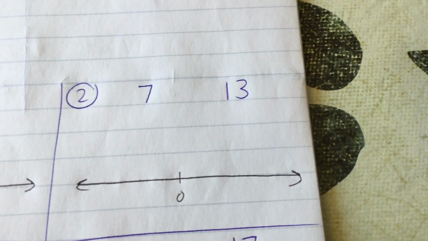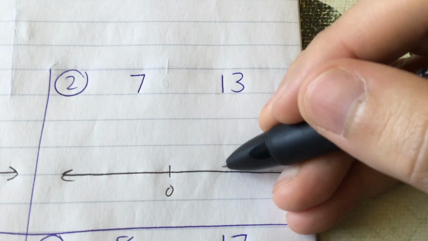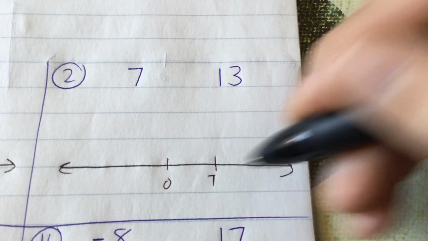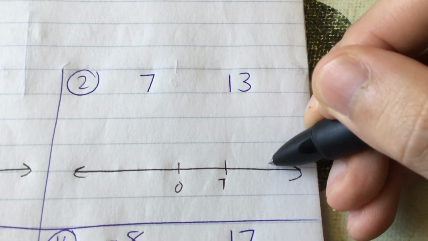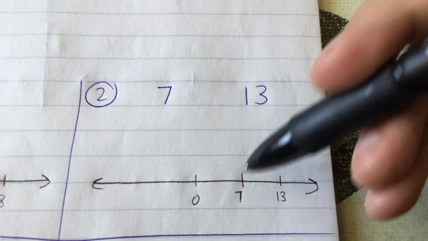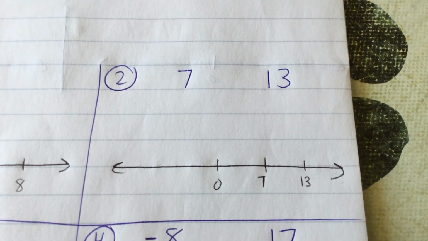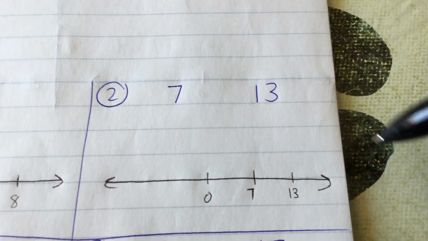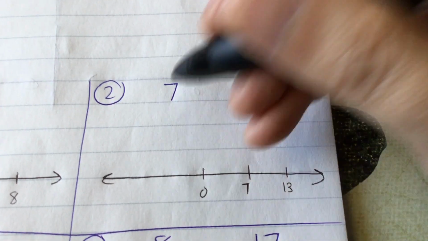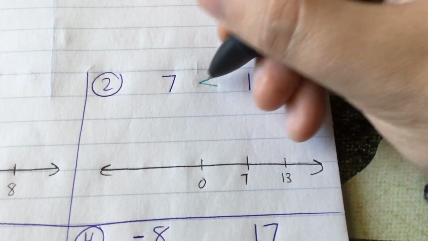Number 2, 7 and 13. So these are both positive numbers. I'm going to put 7 right around over here. And I'm going to put 13, again, it's not necessarily drawn to scale, over here. So if we've got 7 over here and 13 over here, which one is the bigger number? 13. So in this statement, if the statement starts with 7 on the left and 13 on the right, and 13 is bigger than 7, then we say 7 is less than 13. This is the symbol for less than.